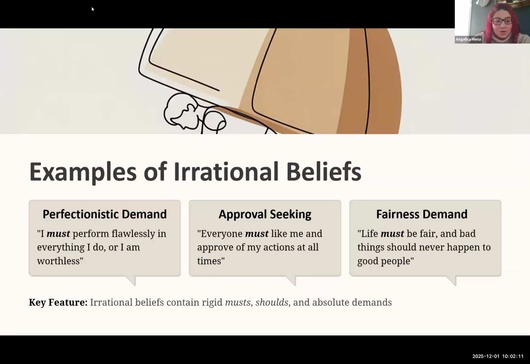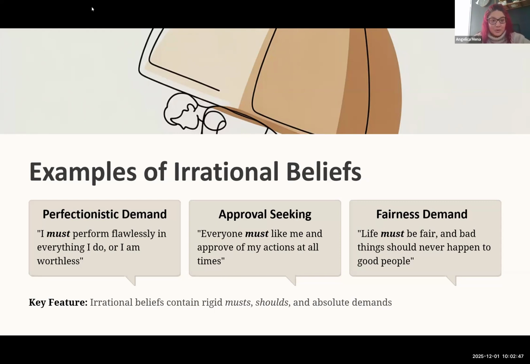So now let's look at some more examples of irrational beliefs. Okay, so one common one is a perfectionist demand. This is the idea that a lot of times people will be very critical and hard on themselves, and they want to be the best and they want to be perfect and they want to do well in everything that they do. And sometimes this can serve people well, but sometimes it doesn't, right? Because it creates this all or nothing thought process, right?